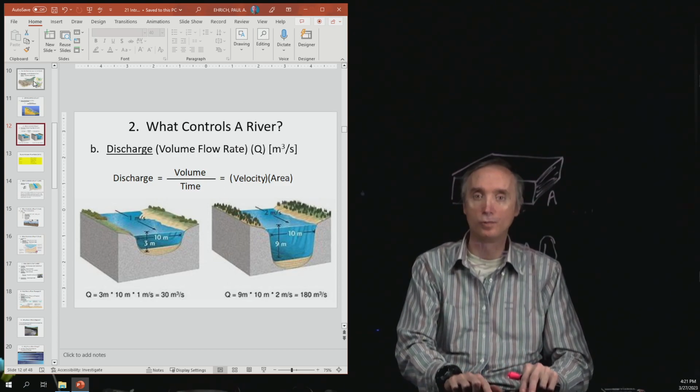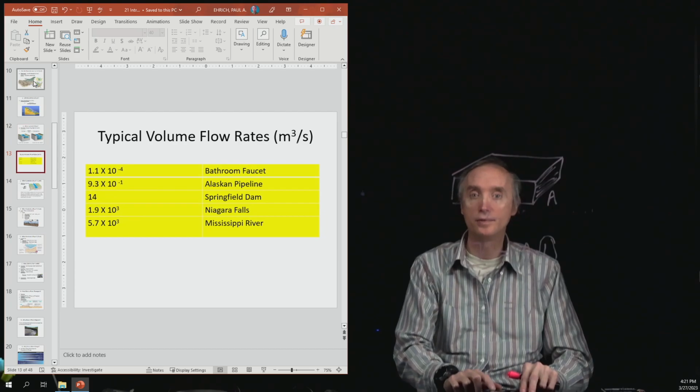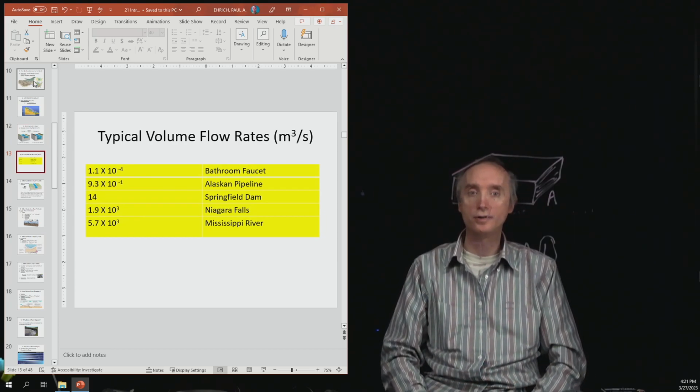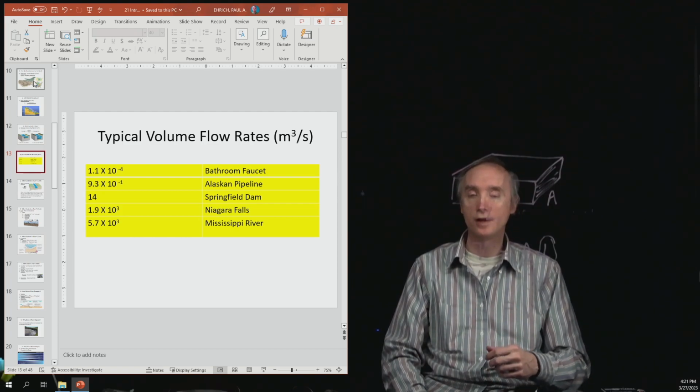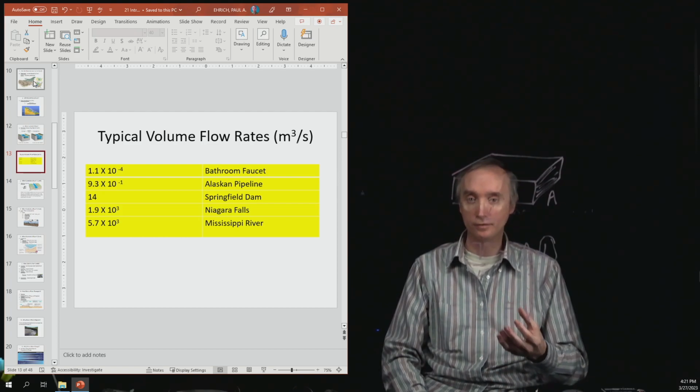Okay, let's take a look at one more thing. These are typical volume flow rates, just to give you an idea for how much water can flow in a particular period of time.